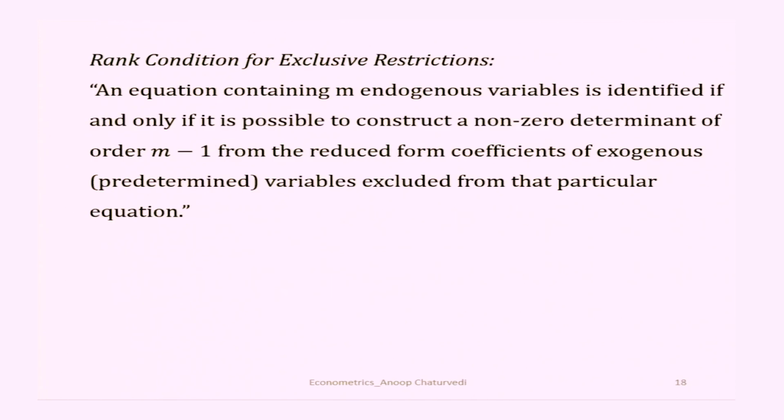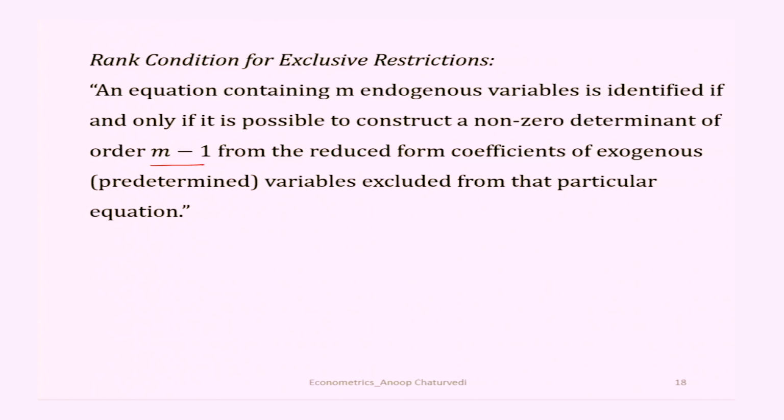Then if you have just exclusion restrictions, the rank condition is: an equation containing small m endogenous variables is identified if and only if it is possible to construct a non-zero determinant of order m minus 1 from the reduced form coefficients of exogenous or predetermined variables excluded from that particular equation.